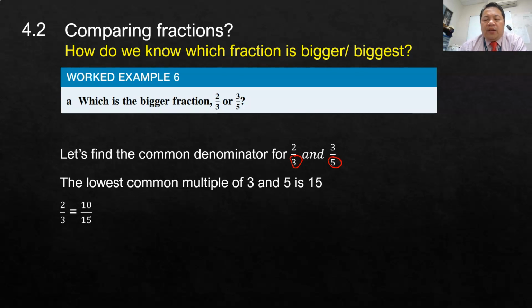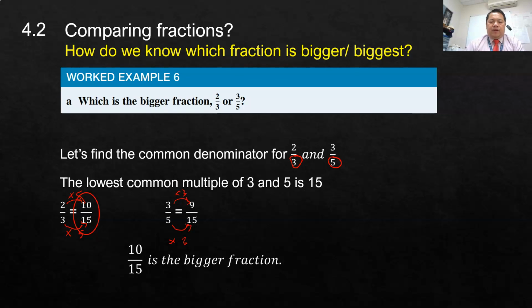In order for me to get 15, over here I need to times 5. So the numerator, likewise, I have to times 5. That's how I get 10/15. So for 3/5, I want to get the same denominator of 15. Same thing, 5 times 3, and then 3 times 3. That's how I get 9. So by comparing the two fractions, one is 10/15, the other one is 9/15. So obviously 10/15 is the larger fraction. So 10/15 is the bigger fraction.